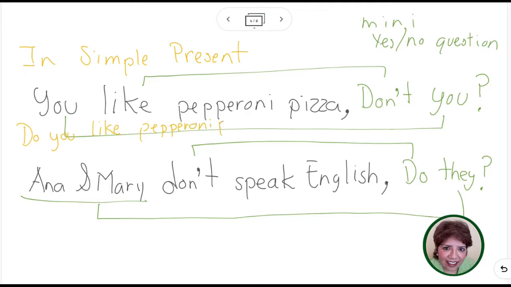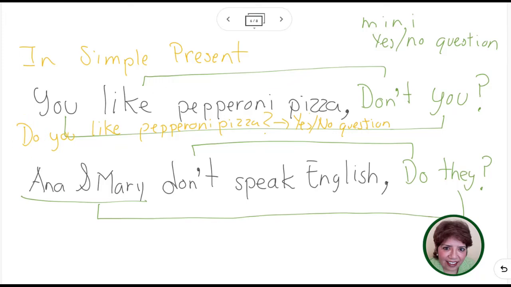Pepperoni pizza. This is a normal yes/no question. And in a normal yes/no question, we use the auxiliary do. But in this case, we are going to write a mini yes/no question, using the opposite.